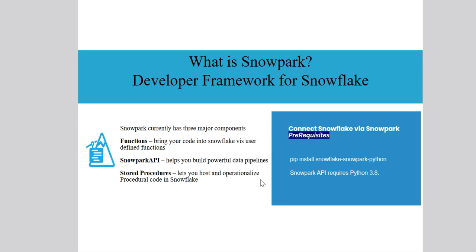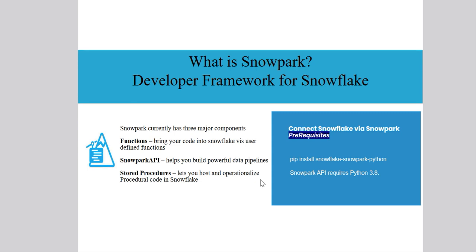On a very high level, Snowpark has three major components: functions, the Snowpark API, and stored procedures. For those of you coming from a PL/SQL background, you will really appreciate that there are a lot of stored procedures and functions you can start playing around with. From a function standpoint, you can use your user-defined functions, or UDFs, with Python. And the Snowpark API helps you build powerful data pipelines. So that's a little bit of an introduction to Snowpark. We will get into more detail in the next tutorials.